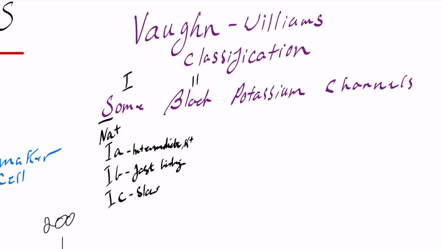Now for class 2, this is a bit easier. It's our beta blockers. Class 3, as per the acronym, is potassium channel blockers.